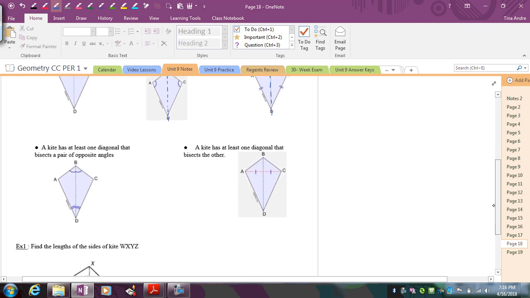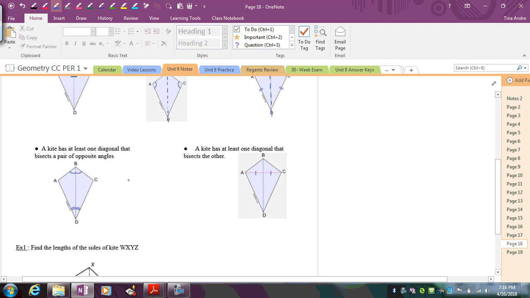And then looking at these other two properties, a kite has at least one diagonal that bisects the pair of opposite angles. Again, looking at that line of symmetry, imagine reflecting this triangle on the left over that line of symmetry to get the triangle on the right. You can see that these two angles would map onto each other, as well as angle ADB would map onto angle CDB. So those are the angles that have to be congruent. It's the line of symmetry that's really bisecting that pair of opposite angles.